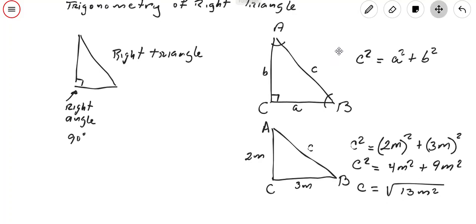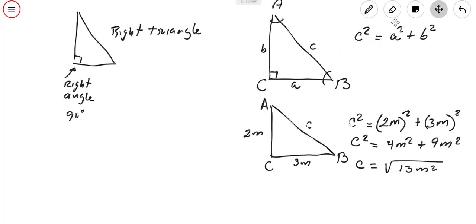So we have now that the length of the side C would be the square root of 13 meters squared. Of course, the square root of 13 is a number that you can evaluate in your calculator without any problem. It would be a number between 3 and 4, so 3 point something, 3.4, 3.5 maybe.